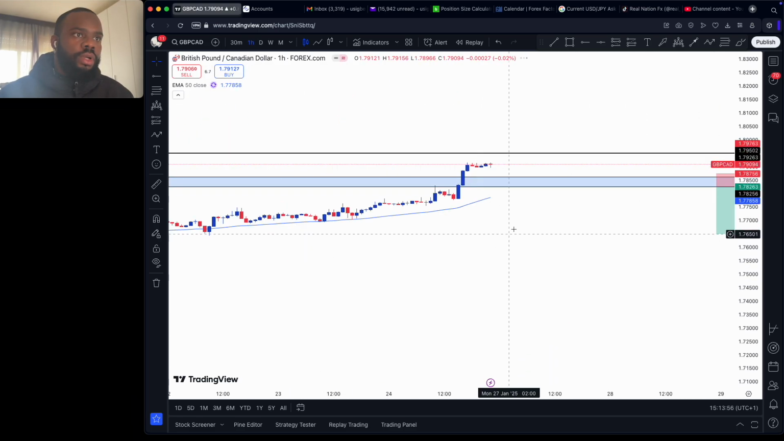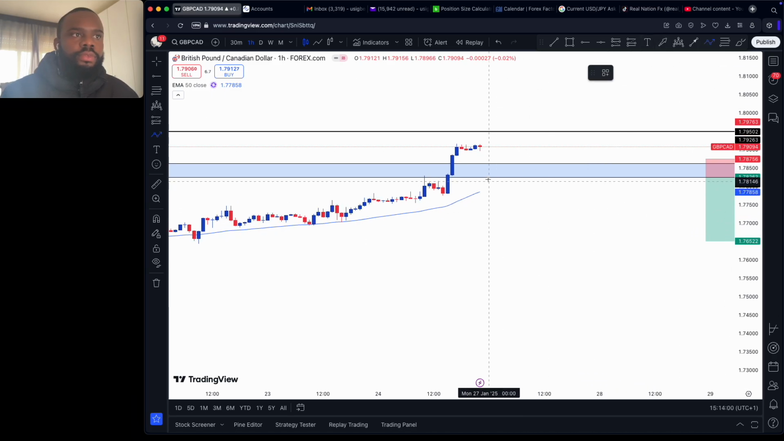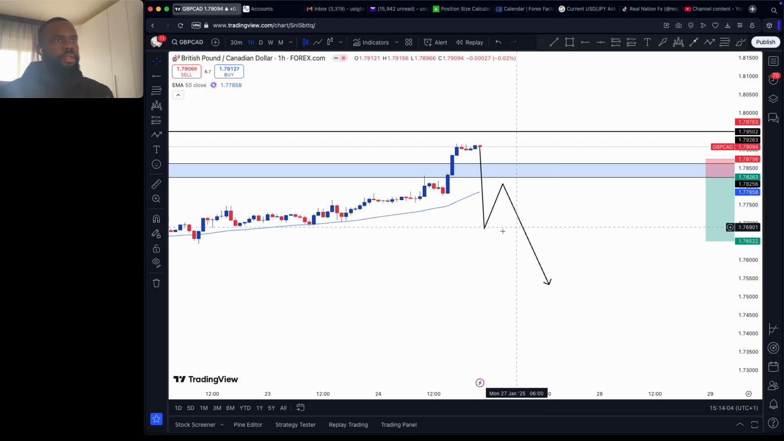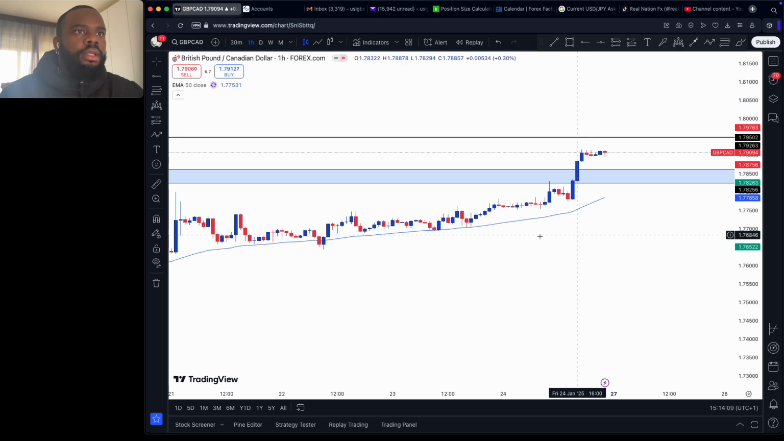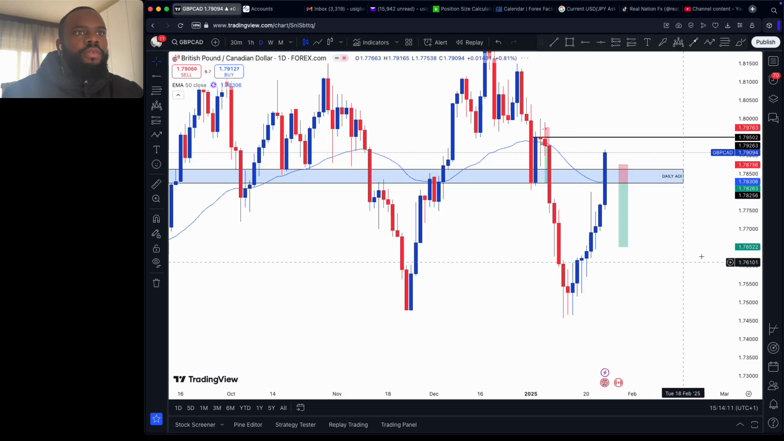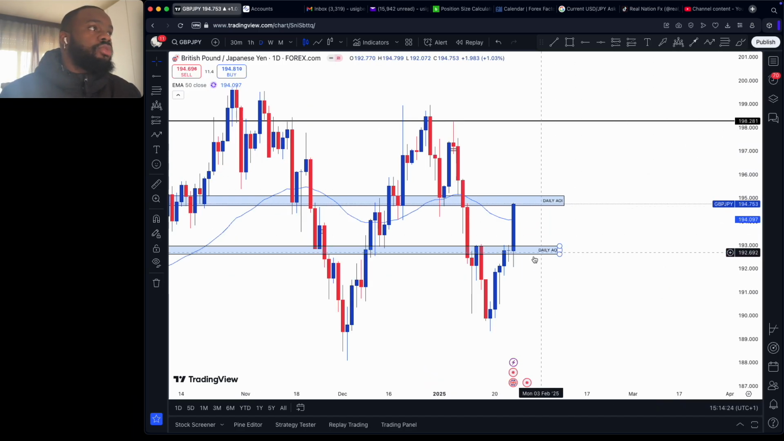If you go to the 1 hour here, I would love to see something like this happen: break, then a retest to sell. This is what I would love to see on the GBP CAD. Looking for potential sells on GBP CAD. But if price body closes above here on the daily, then we'll wait for a retest for a buy continuation. So let's go to the next one, which is GBP JPY.